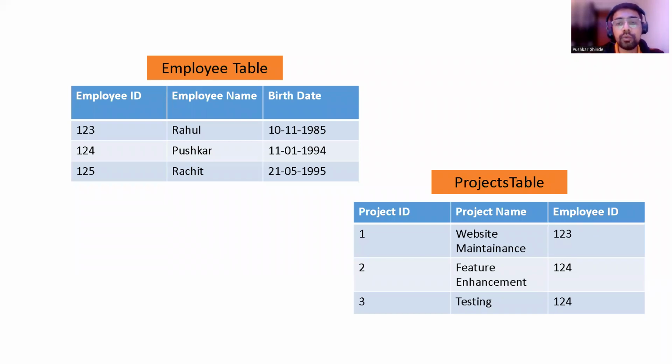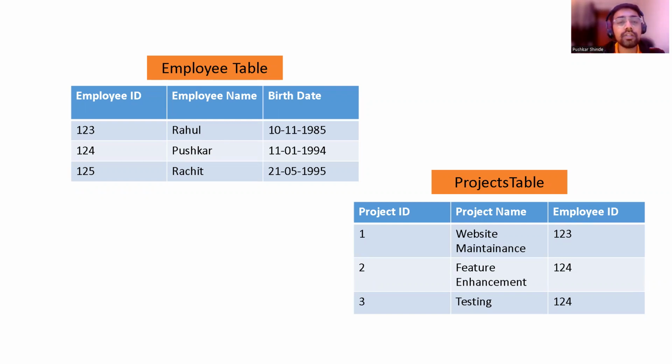To join these two tables, that is the employee table and the project table, we are going to use the employee ID column, which is common in both tables. Okay. So in order to do an inner join between the employee table and the project table, we will be using the employee ID column.